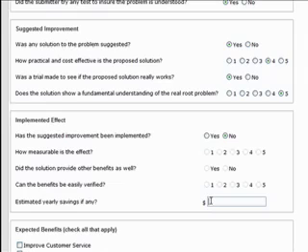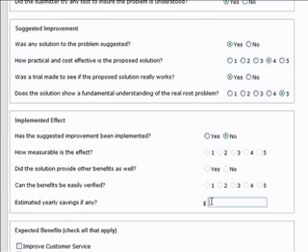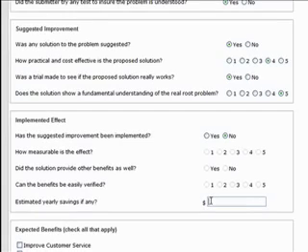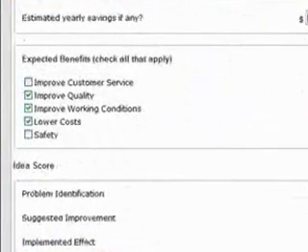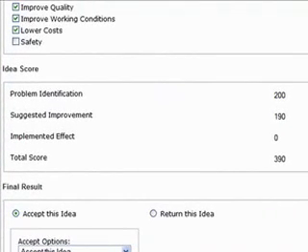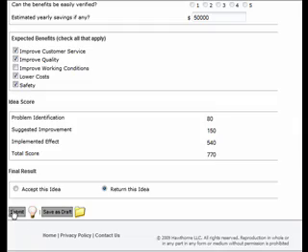The Estimated Yearly Savings box is available for both implemented and not yet implemented ideas. This estimate should include any cost reductions or cost avoidance that did or would result from the implementation of the idea. As I mentioned earlier, in the Estimated Benefits section, you check those boxes that relate to the benefits expected from the implemented idea. The idea score results from the evaluation questions and will be credited to the submitter's account as soon as the evaluation is completed.